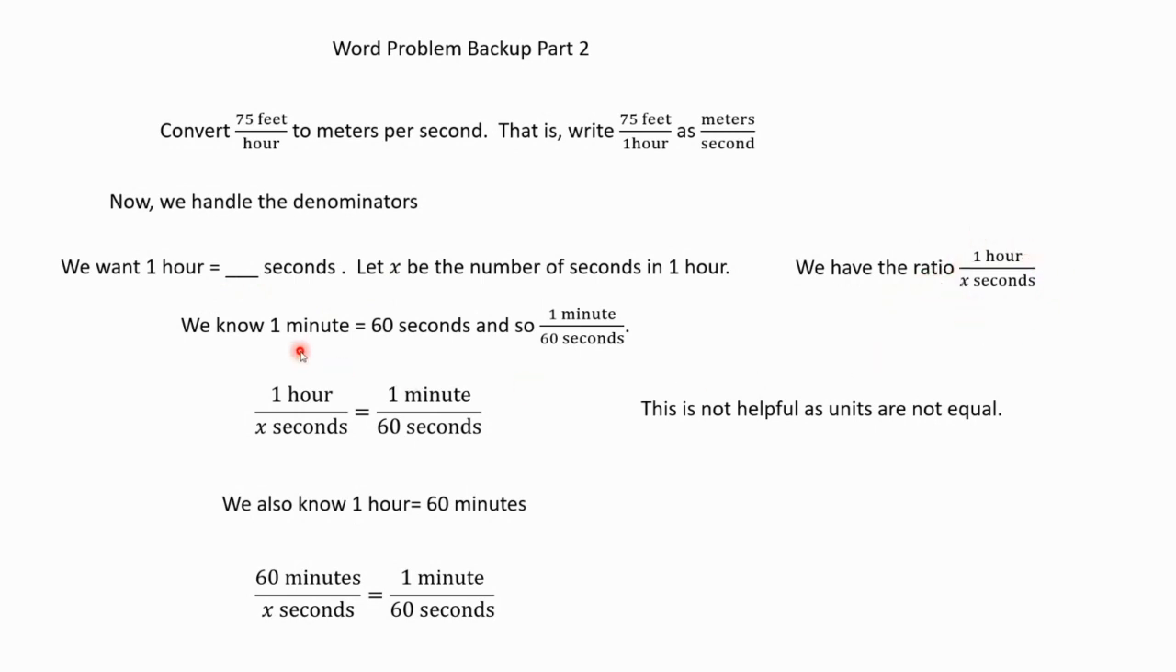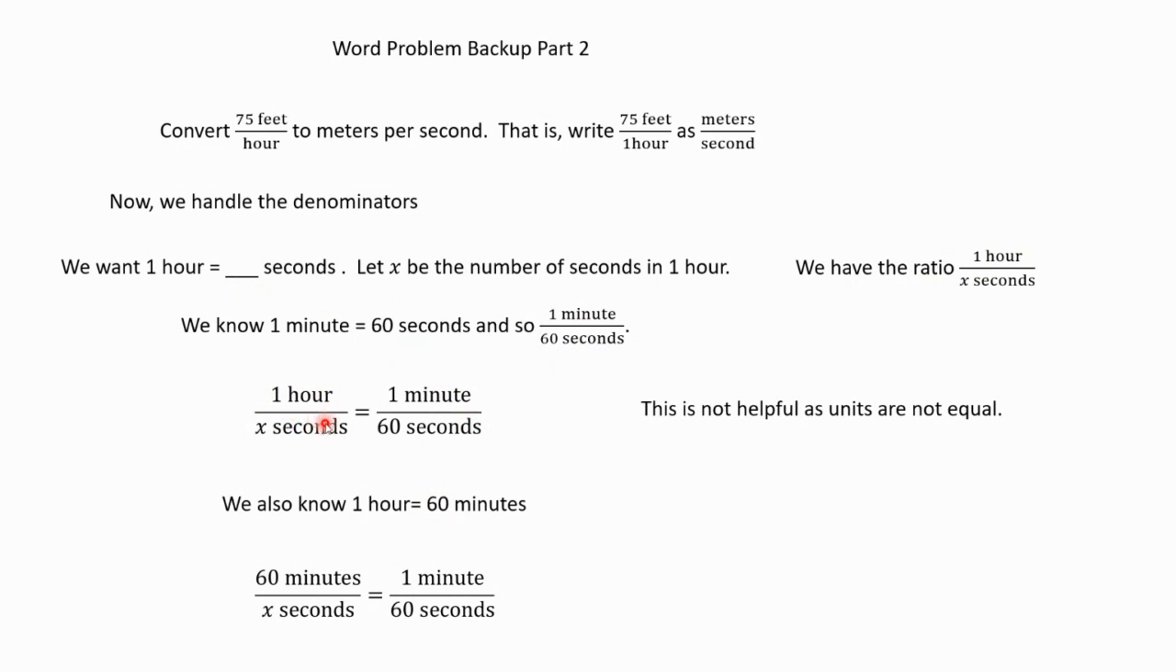We also know 1 minute is 60 seconds, or 60 seconds is a minute. Maybe that's better. And I got this ratio. Seconds in the bottom, the denominators. But again, this proportion alone isn't helpful because we have hour here in the numerator, minute here in the numerator. I mean, we have seconds in the denominators, that's good.